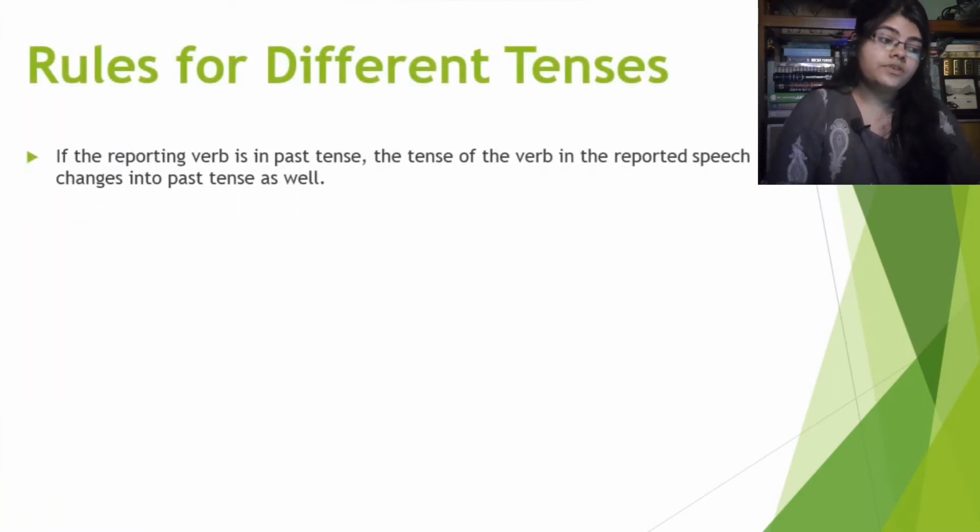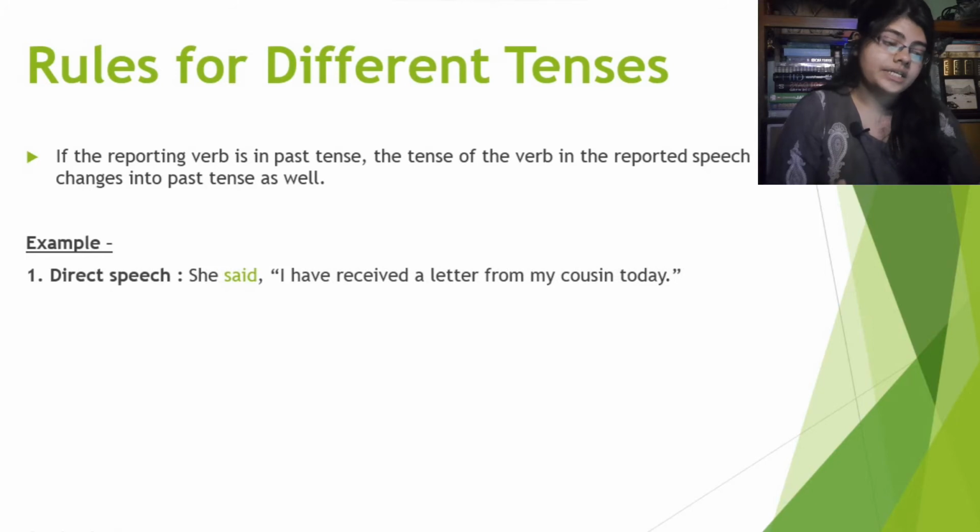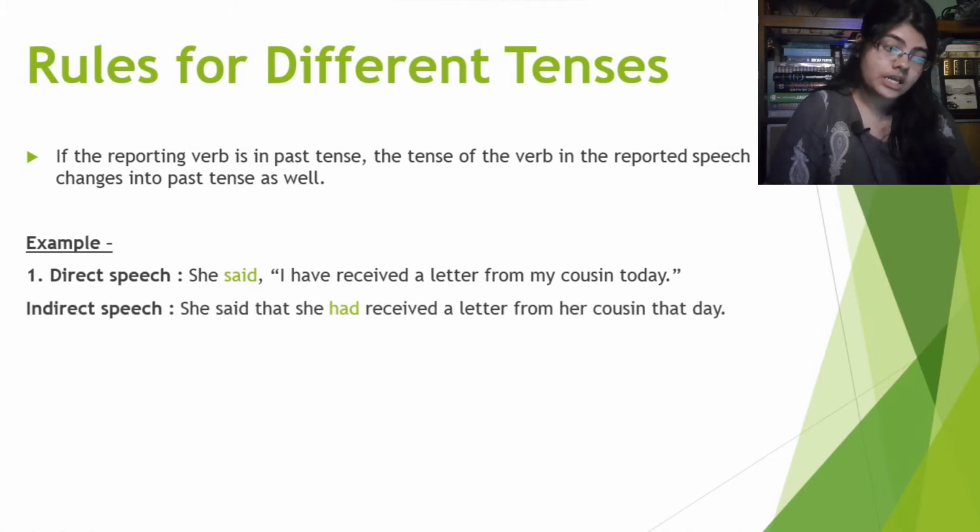If the reporting verb is in past tense, the tense of the verb in the reported speech changes into past tense as well. For example, direct speech: She said, "I have received a letter from my cousin today." The indirect speech will be: She said that she had received a letter from her cousin that day.